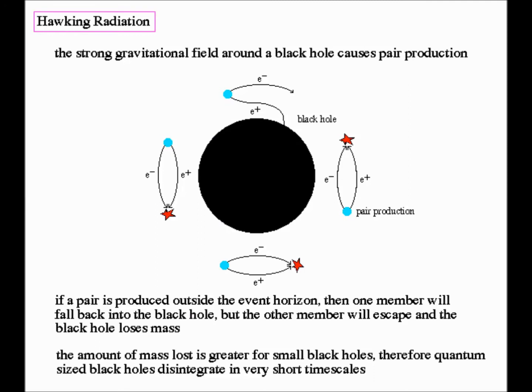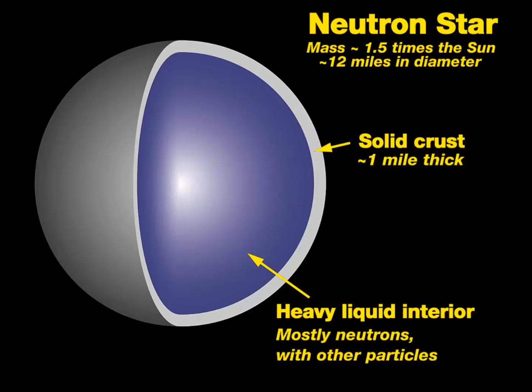Black holes emit Hawking radiation, which is black body radiation due to quantum effects near the event horizon. Hawking radiation reduces the mass and energy of the black hole and is known as black hole evaporation.